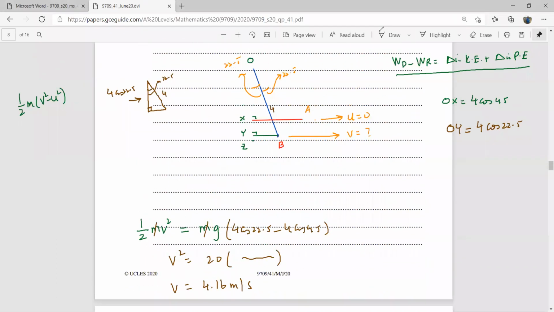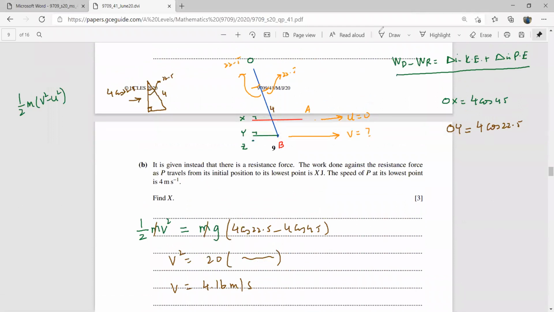Okay, now let's move on to the second part of this. And I would like to keep this diagram, okay? It is given instead that there is a resistance force. The work done against the resistance force as P travels from its initial position to its lowest point. Now it says lowest point, so he would be talking about this point Z over here. So work done by the resisting force is going to be X joules. And it says the speed at its lowest point is going to be 4 meter per second. So speed at this Z is 4 meter per second. So we have to find how much this X is.